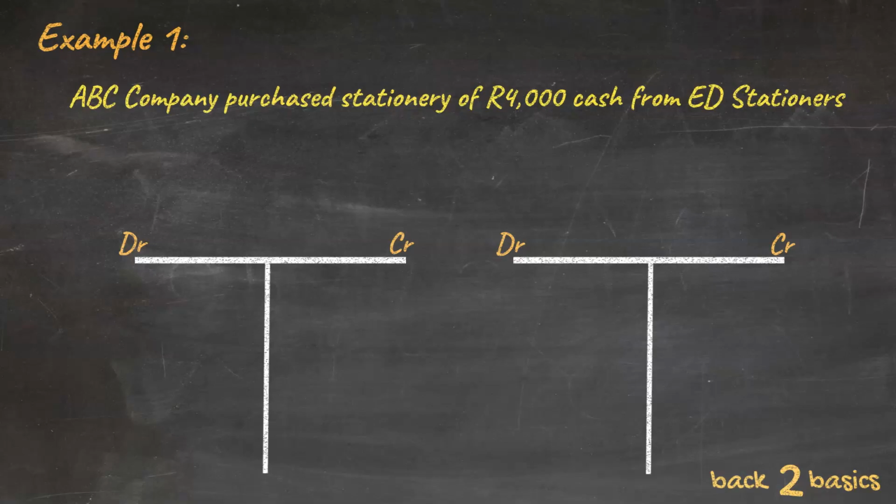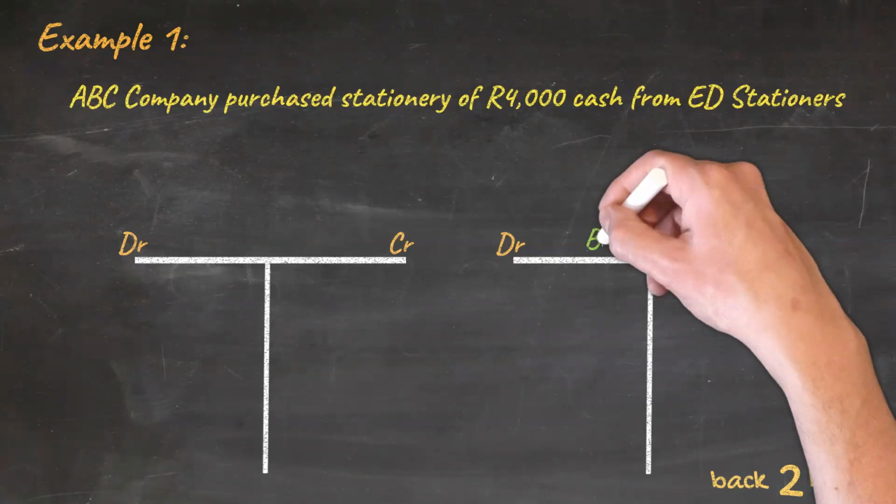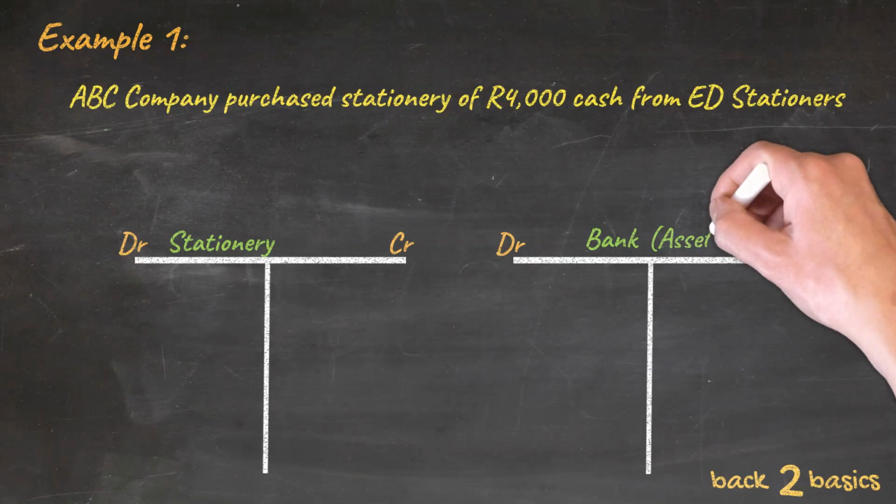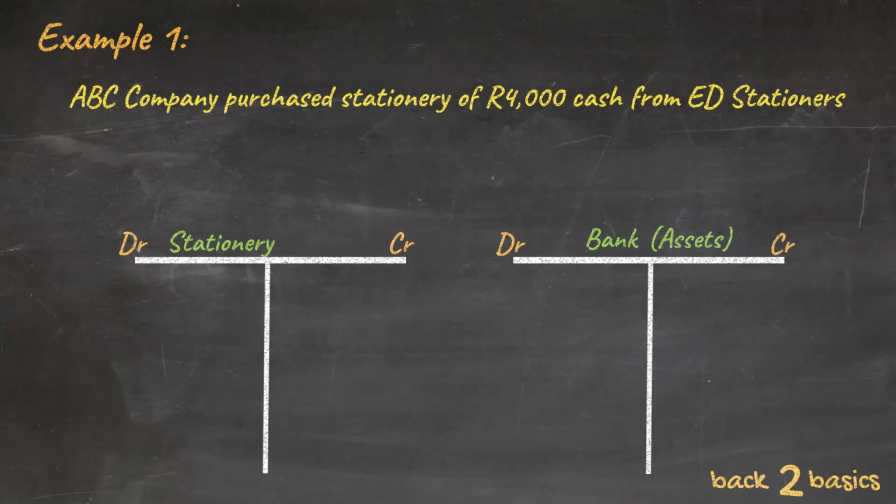The two accounts identified here would be bank, because I spent cash, I did not buy it on credit. And the other account is stationery, because that is what I'm getting in return. That's what I spent my money on. With bank being an asset account and stationery being an expense account.